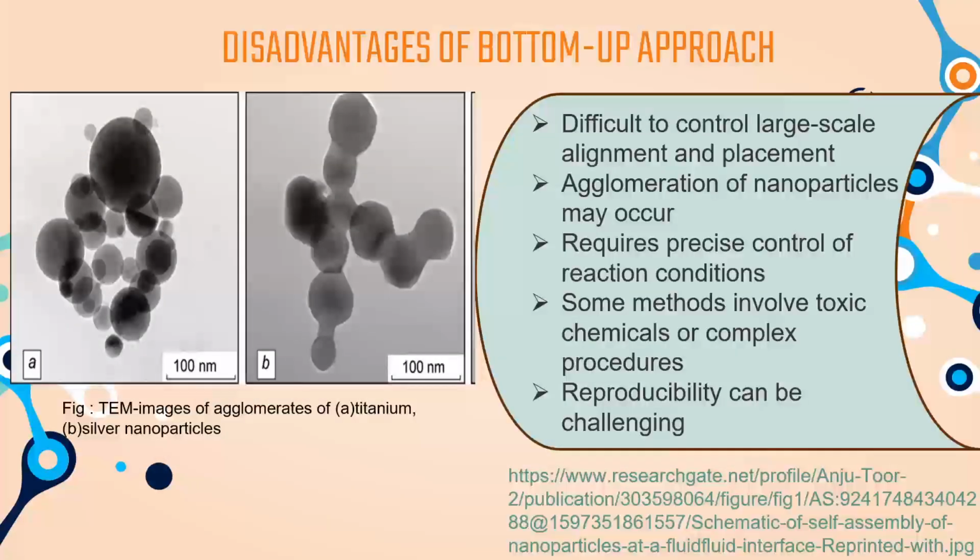However, the bottom-up approach also has certain limitations. It is often difficult to control large scale alignment and placement of nanoparticles. Due to their high surface energy, nanoparticles may agglomerate. Moreover, precise control of reaction conditions is required, and reproducibility can also sometimes be challenging. The TEM images shown here clearly indicate the agglomeration of nanoparticles, which makes further applications a little difficult.